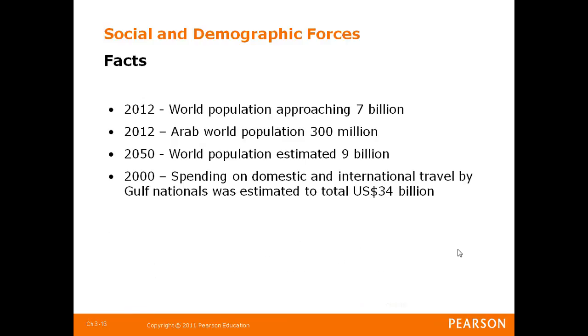Here are some other facts or forecasts, predictions regarding the world population and the Arab population. By 2012, the world population will approach 7 billion. The Arab population will be about 300 million. By 2050, we'll have 2 billion people more on this planet, according to the predictions and forecasts. And in 2000, the amount that people were spending on domestic and international travel by Gulf nationals was about 34 billion US dollars.